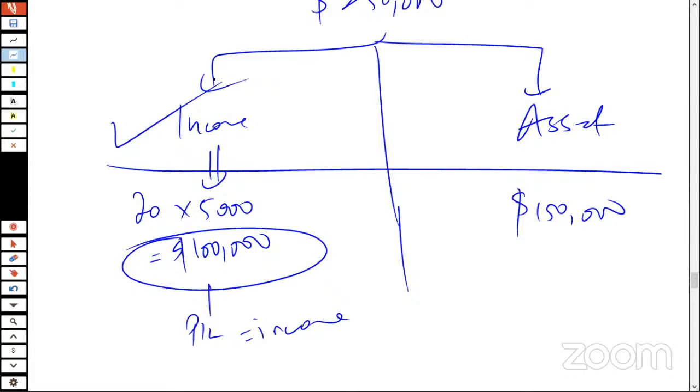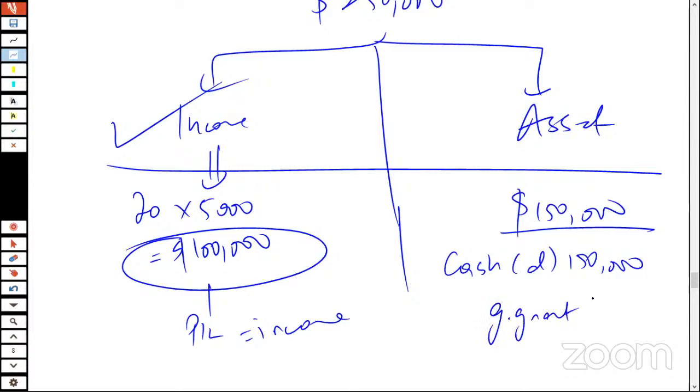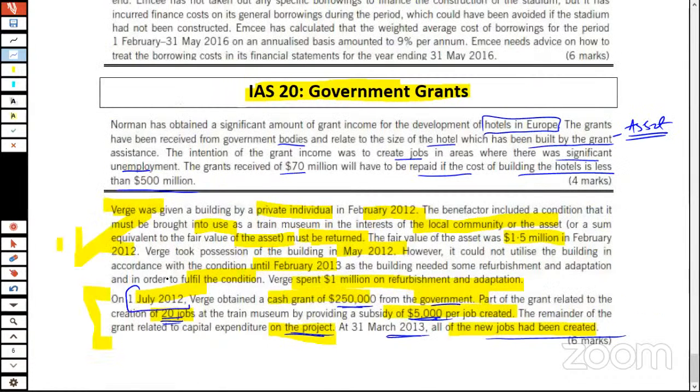With respect to this 150,000, you can either deduct it from the cost of the asset or you could recognize it as deferred income. So if I say that I'm recognizing it as a deferred income, it's 150,000 which is the cash debit, and correspondingly the government grant, which is credited by 150,000, at the date when it was received, which was 1st July 12th.